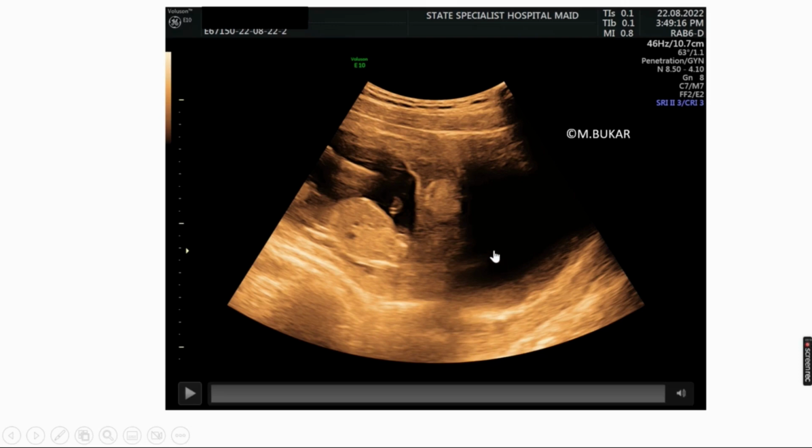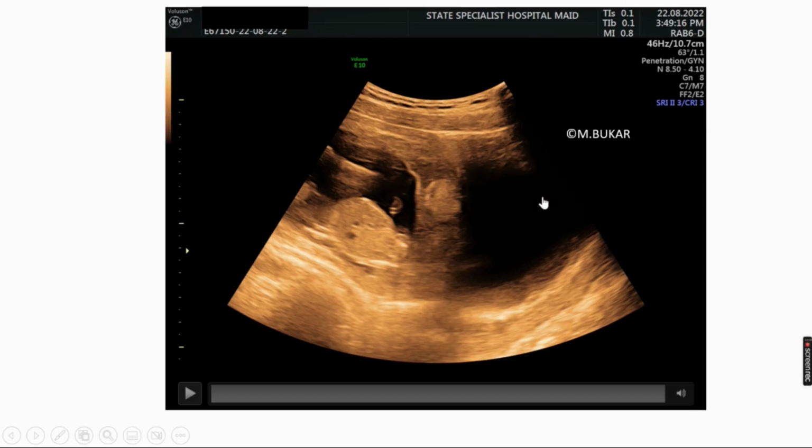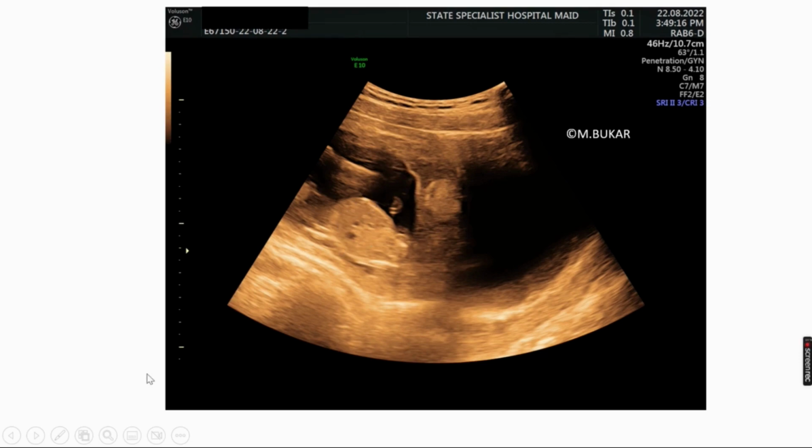This is the second case, also in the first trimester of pregnancy. This is the bladder. This is a hematoma here. And look at the chorionic plates and the live fetus.